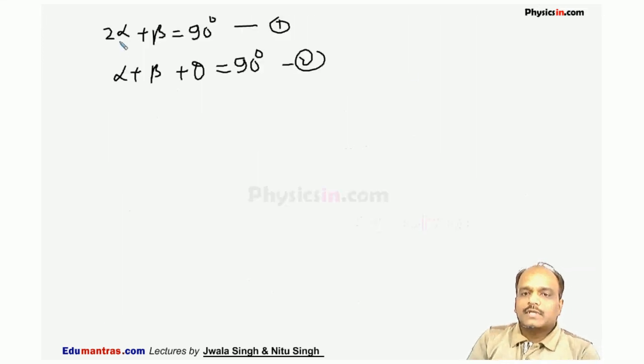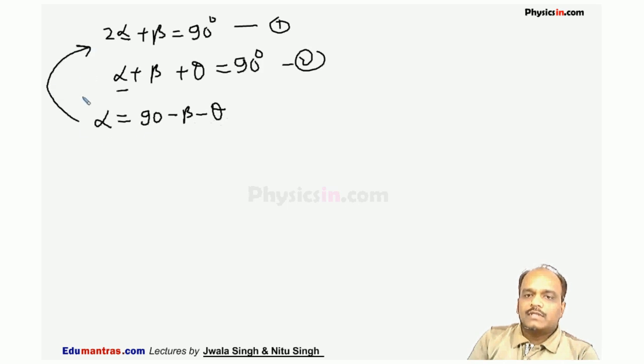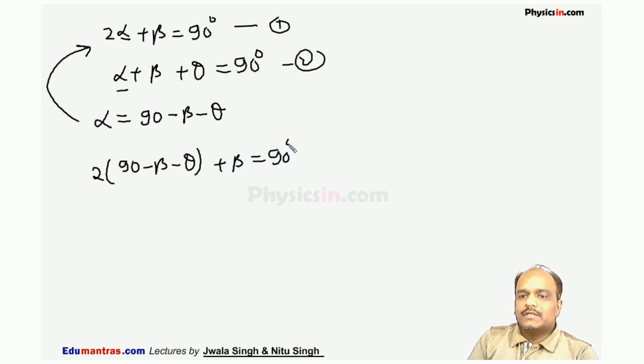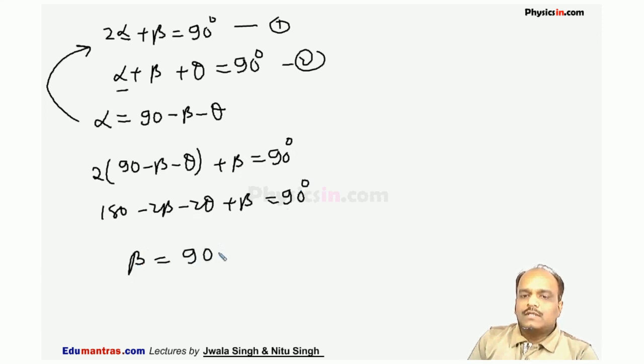Now from these two expressions, if I eliminate alpha, I can say alpha is equal to 90 minus beta minus theta. If I substitute the value of alpha from here in expression 1, then I get 2 times alpha, means 2 times 90 minus beta minus theta, plus beta, is equal to 90. Or 180 minus 2 beta minus 2 theta plus beta is equal to 90 degree. Or from here we can say beta is equal to 90 minus 2 theta.